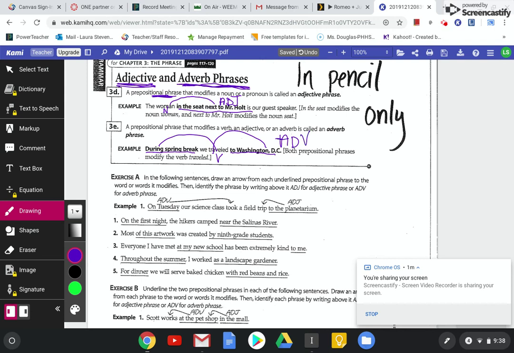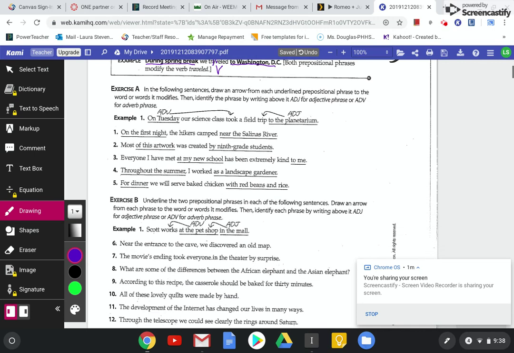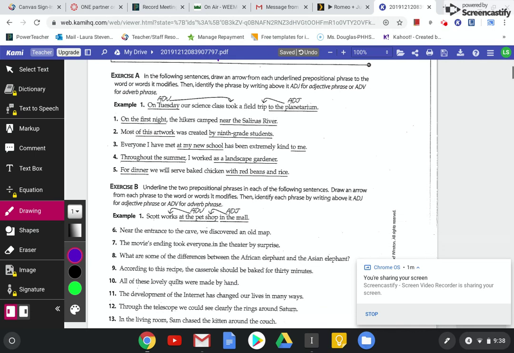So we'll practice these together. Hopefully, you guys can see this and go along with this. But okay, on the first night, that's already showing me time, so I know that's an adverb phrase. This is showing me where. I know that's an adverb phrase, but I just want to check, okay, what happened on the first night? They camped. And then near the Salinas River, what did they do? They camped. So both of these arrows are going to the verb camp.